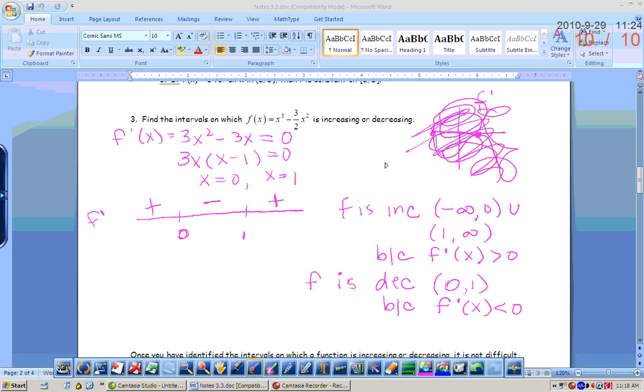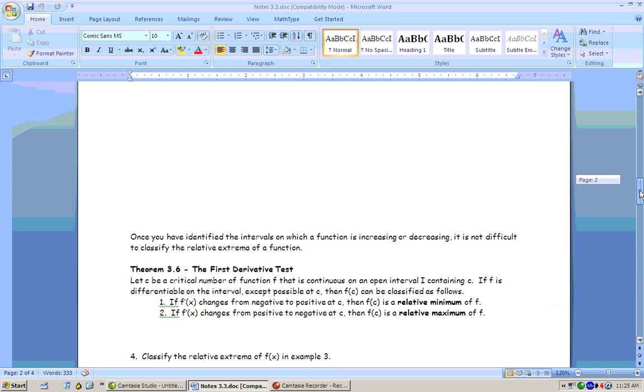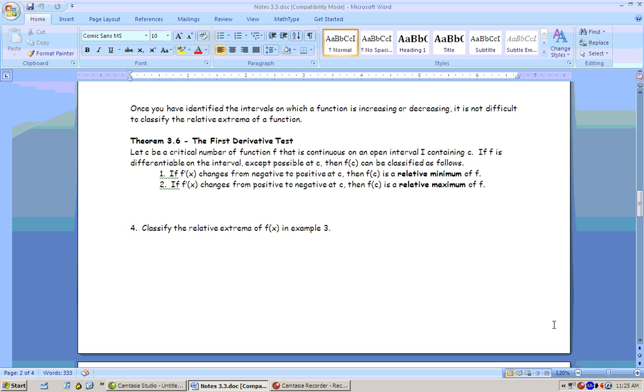All right, once you've identified the intervals at which a function is increasing or decreasing, it's not difficult to identify or classify the relative extrema. And that is called the first derivative test. And think about this. If your function is going increasing and then decreasing, are you going to have a min or a max there? A max, good. I mean, just visualize it. Your function's going up, and then it's going down, so you've got a maximum. And then if your function's going down and then up, you have a minimum.